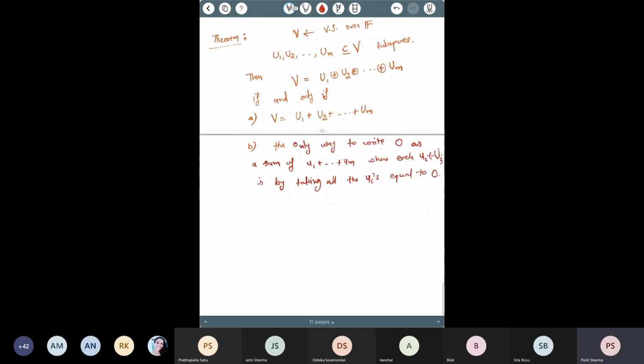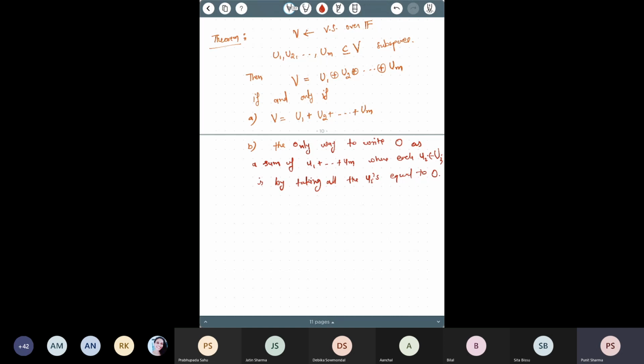Or you can say that the only way to write 0 is the trivial way. That means you just write 0 as 0 plus and so on up to 0, m times. Now this condition tells you that you only check for the 0 vector, whether the 0 vector is written uniquely or not. If it is written uniquely, then, since obviously 0 can be written as 0 plus 0 plus 0, if the only way to write 0 is the trivial way, then you say that V is the direct sum of these subspaces.